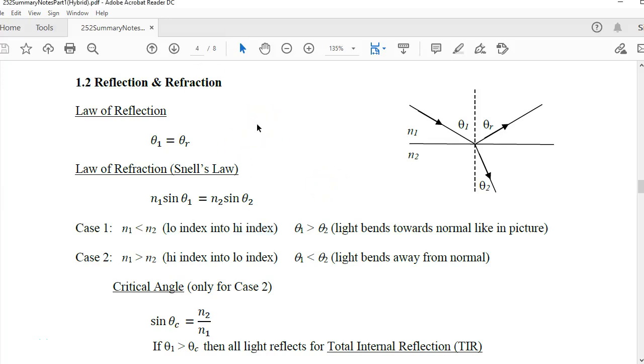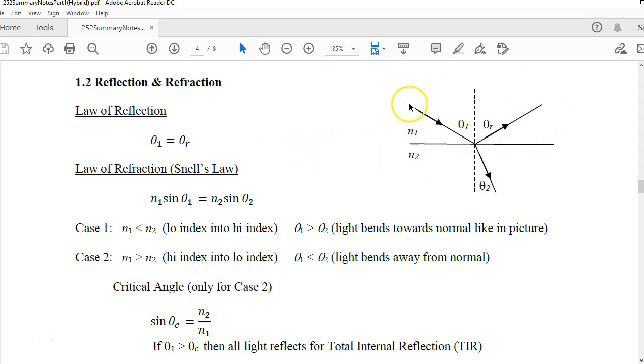Hi everybody, in this video we're going to continue looking at geometric optics, and now we're going to focus on the light that is transmitted when a ray hits an interface. So I'm looking at the summary notes. Over here is our picture.